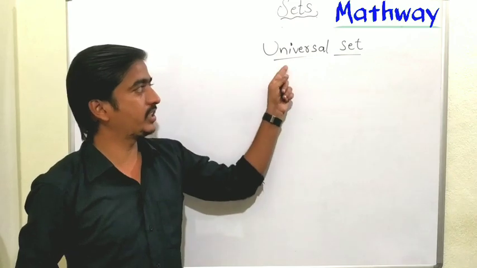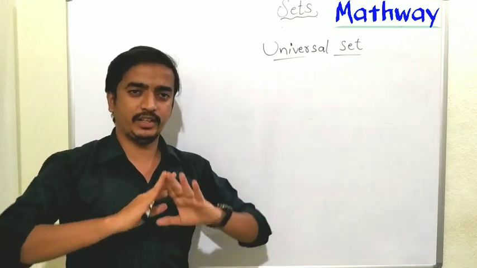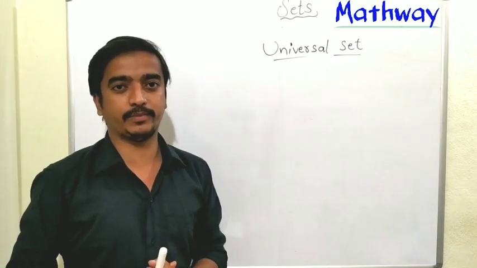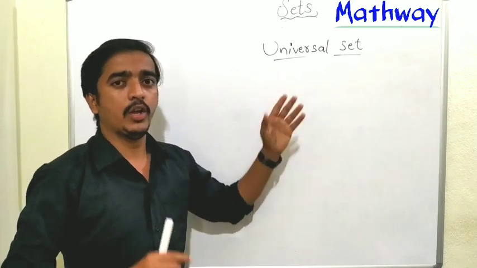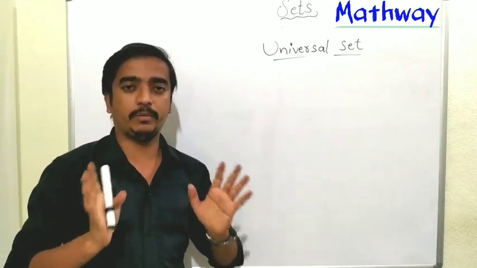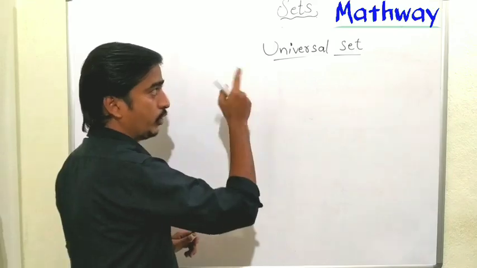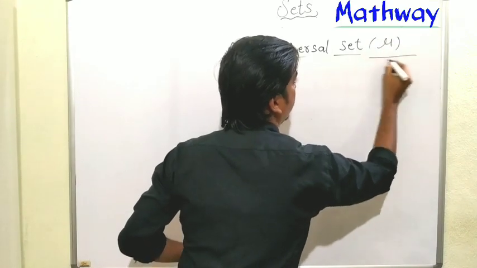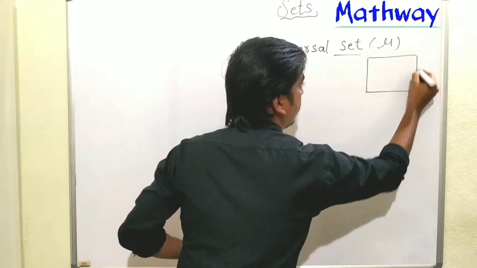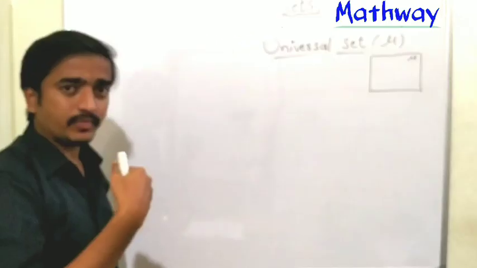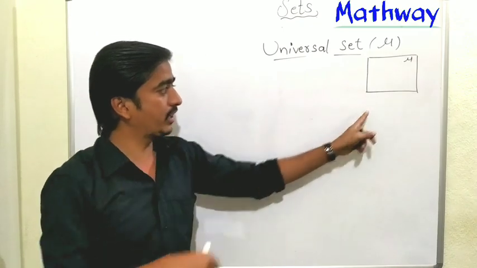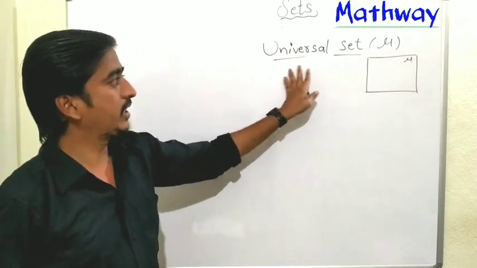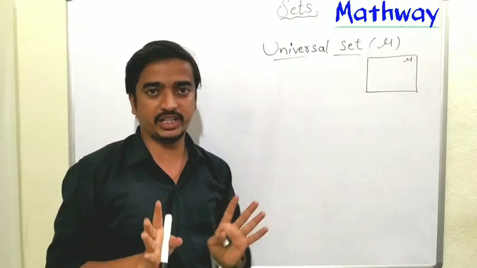Next, universal set. Universal set means it consists of all the types of sets. That is why it is called universal. The universal set means all elements should be present in the universal set. Universal set is denoted with mu, and we can denote it with a rectangular box. Further, when we do the operations intersection and union, we can understand it well with the rectangular box. So the universal set consists of all the elements, all the sets.